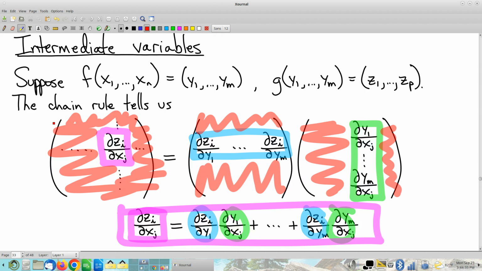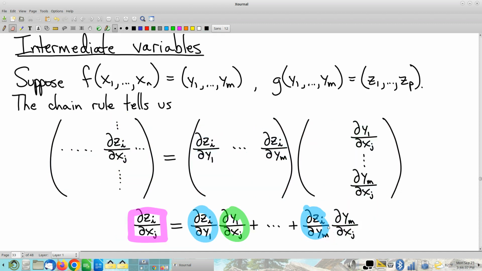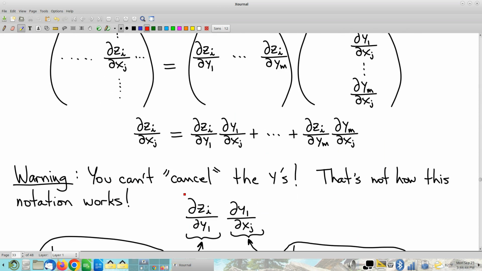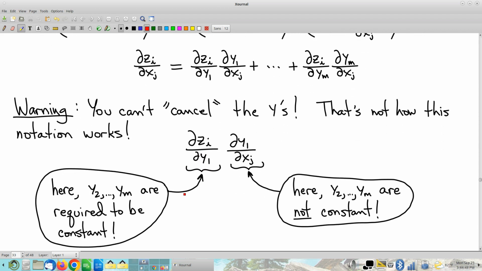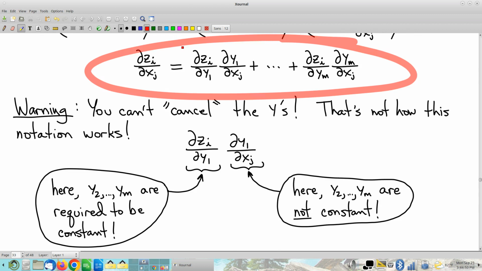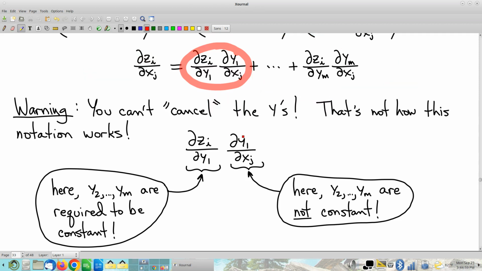Okay, bunch of stuff to say about this. We're going to do examples and special cases and landmines and stuff like that. But I do want to start with a landmine. A lot of students will look at this formula here, and in particular will see this one term right there, and will think to themselves, oh, hey, check it out, can I just cancel the partial y1s? You see the temptation.